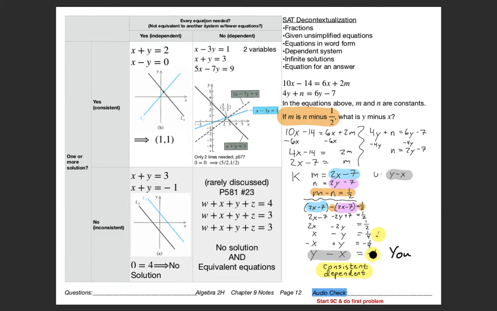Now, is every equation needed in order to produce that result? No, you don't need this bottom equation. It's a duplicate of the middle equation. So if you wanted to, you could rewrite this system with just the top 2 equations and still produce the same result of no solution. So is every equation needed? No, it's dependent. It is, in fact, equivalent to another system with fewer equations. You could do this whole problem again with two equations and not 3.